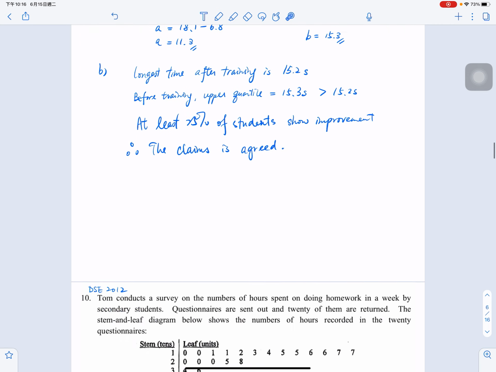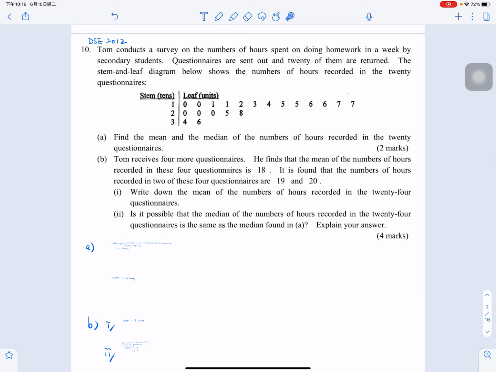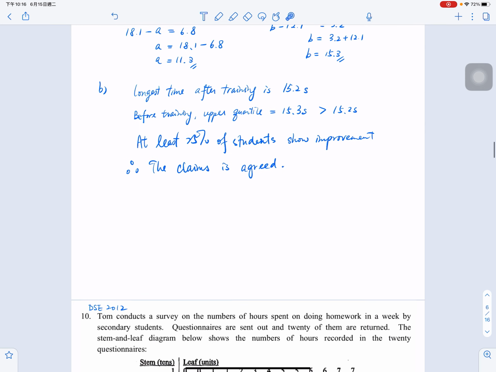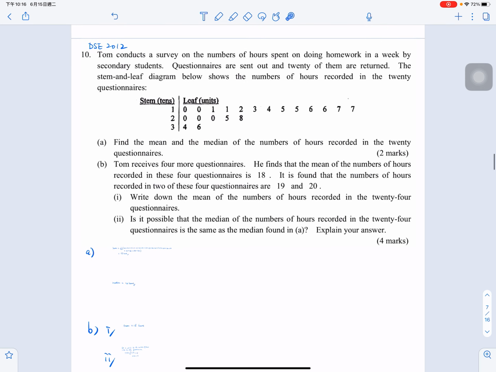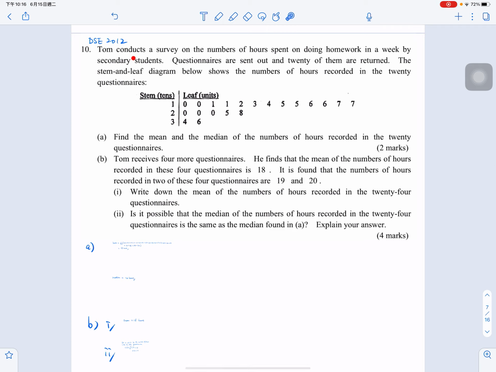Okay, now let's have a look at another kind of figure. Here, the stem and leaf diagram. Have a look. Again, this one is from the 2012 questions, number 7, and this one is number 10. Tom conducted a survey on the number of hours spent on doing homework in a week by secondary students. Questionnaires are sent out and 20 of them are returned. The stem and leaf diagram below shows the number of hours recorded in the 20 questionnaires.